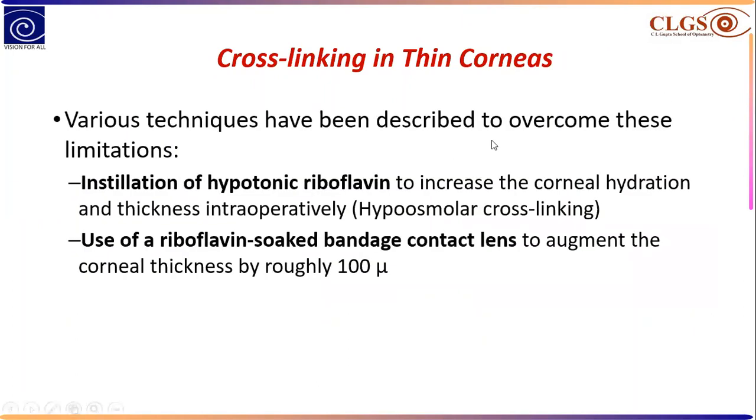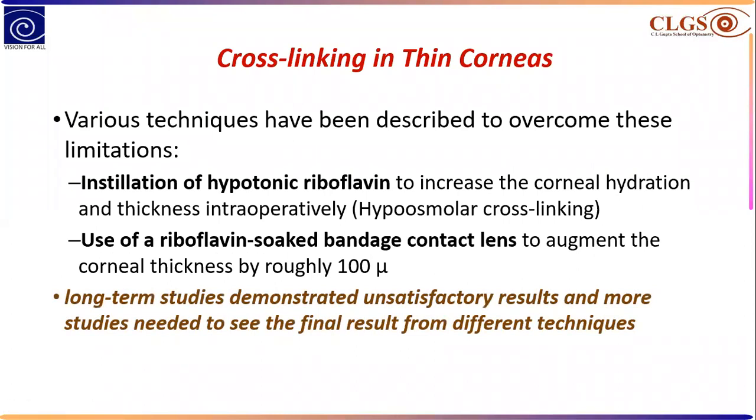So various techniques have been described to overcome these limitations. What are those techniques? One is instillation of hypotonic riboflavin to increase the corneal hydration and thickness intraoperatively. Second is the use of a riboflavin-soaked bandage contact lens to augment the corneal thickness by roughly 100 micron. But long-term studies using these techniques have demonstrated unsatisfactory results.